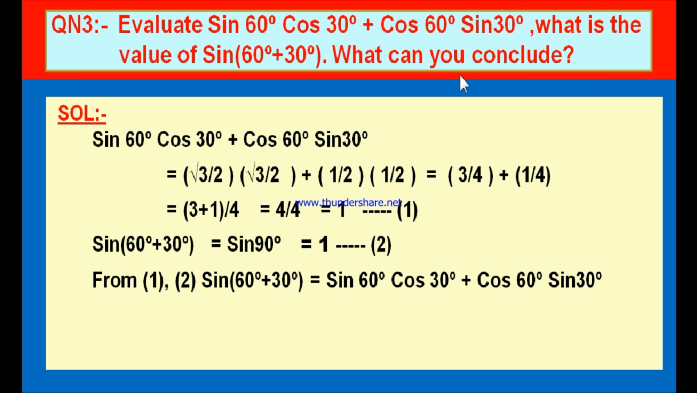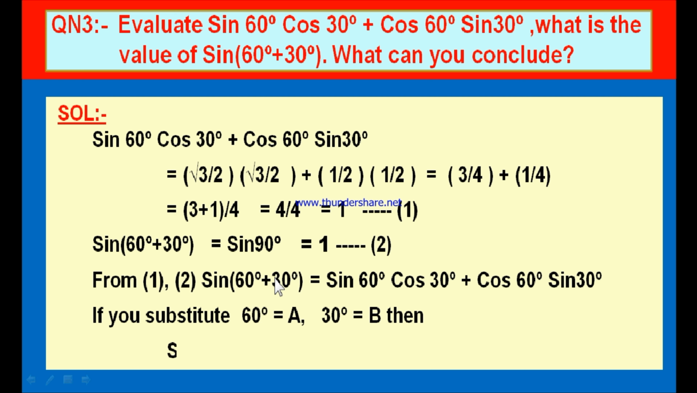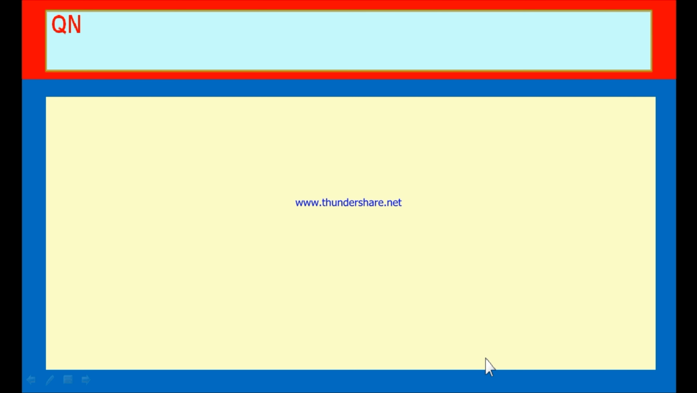Now what can you conclude from this? We concluded that both the values are same. And at the same time, if we substitute 60 degrees is equal to A and in the place of 30 degrees if we write B, then it may become a formula. You see, if we substitute 60 degrees is equal to A and 30 degrees is equal to B, then this becomes sin A plus B is equal to sin A cos B plus cos A sin B. We arrived at a formula that sin A plus B is equal to sin A cos B plus cos A sin B.